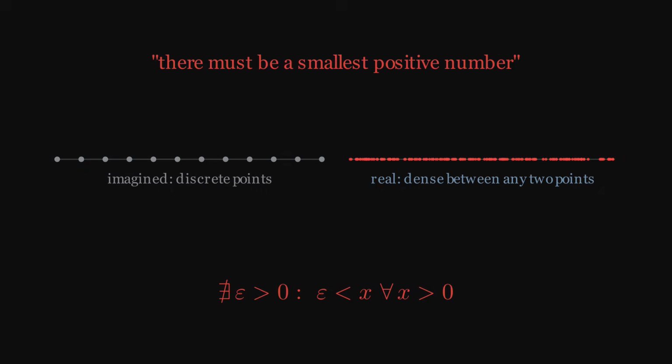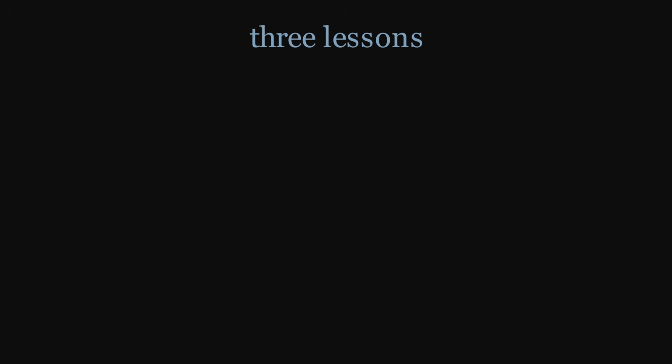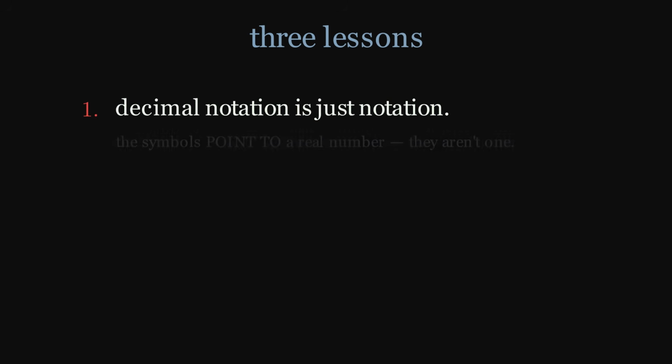So what does this whole affair teach us? The first thing it teaches us is that decimal notation is just notation. The expansion 0.9 repeating is not a number. It is a string of symbols that, when interpreted under the standard rules of decimal arithmetic, points to a specific real number. And the real number it points to is exactly 1.